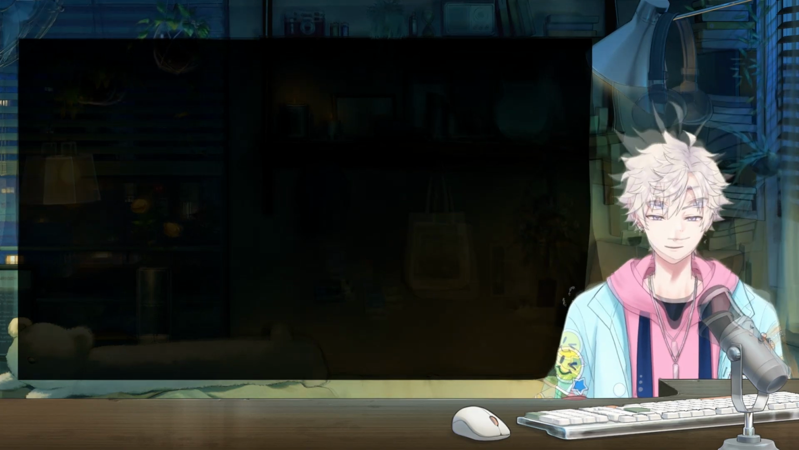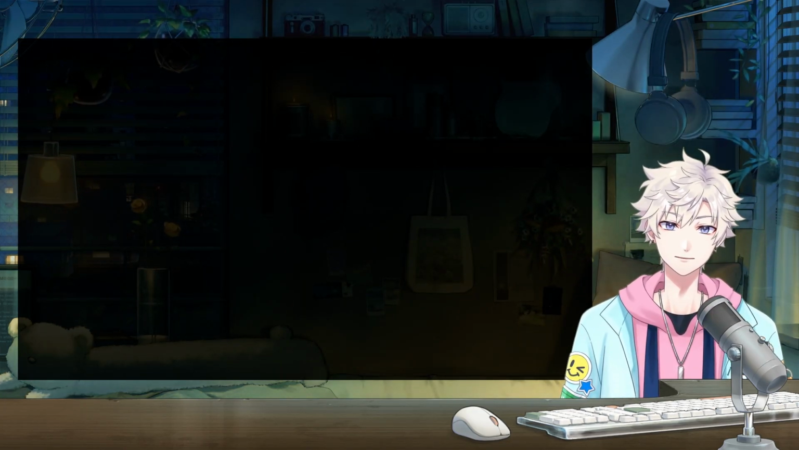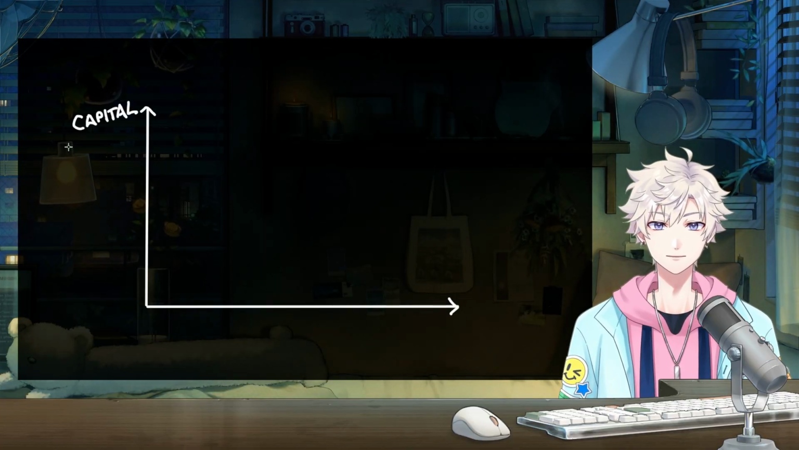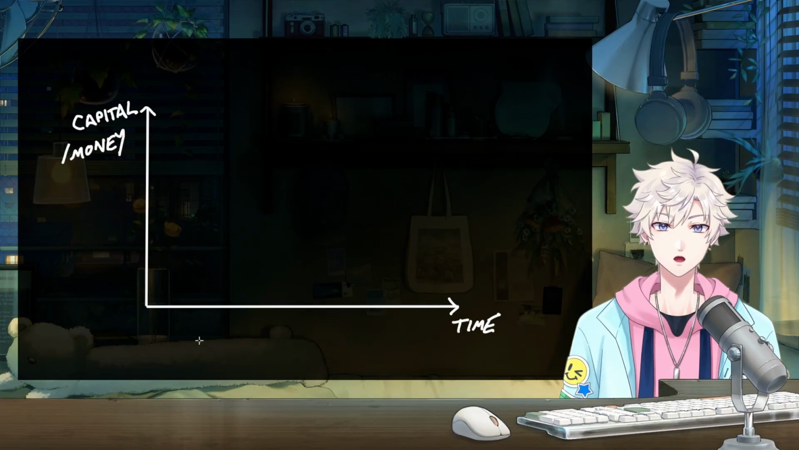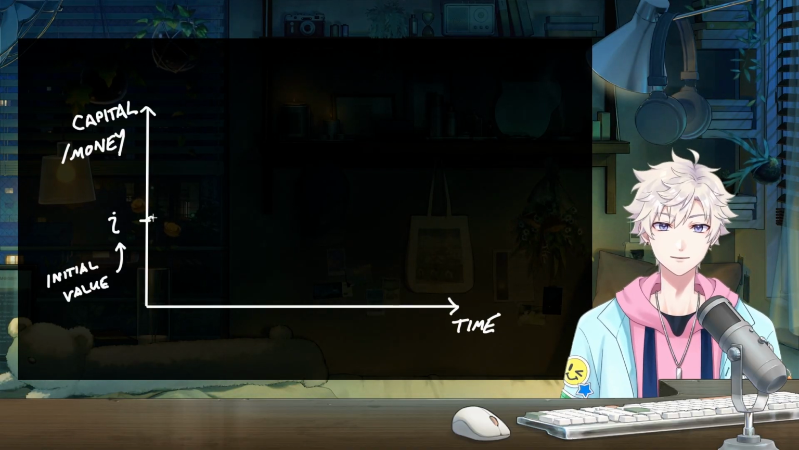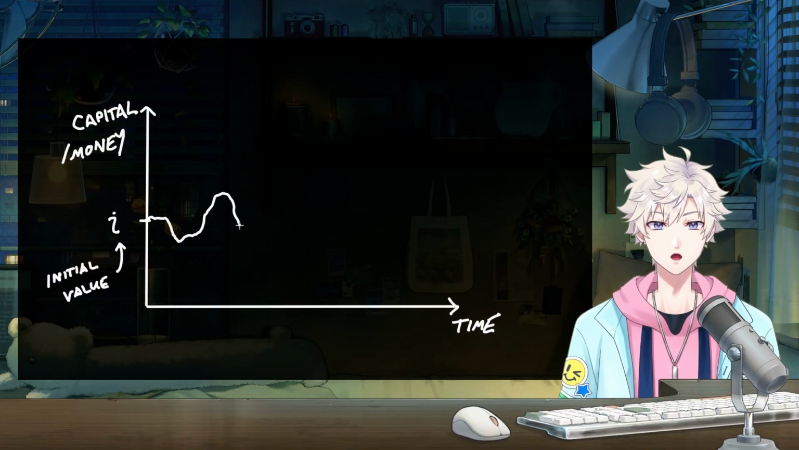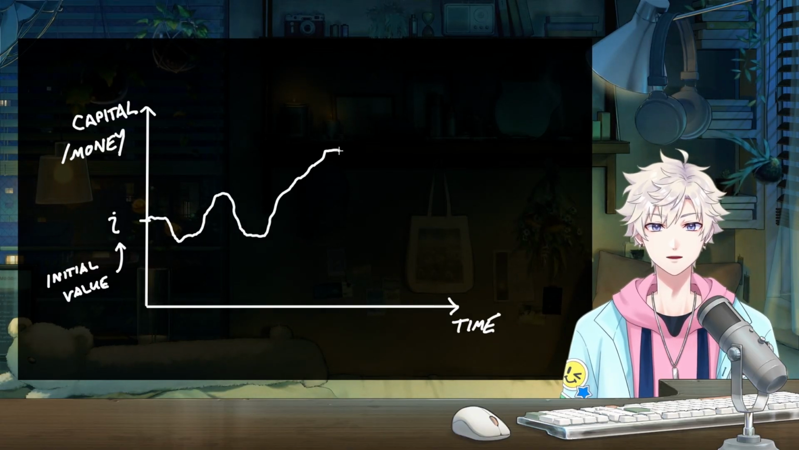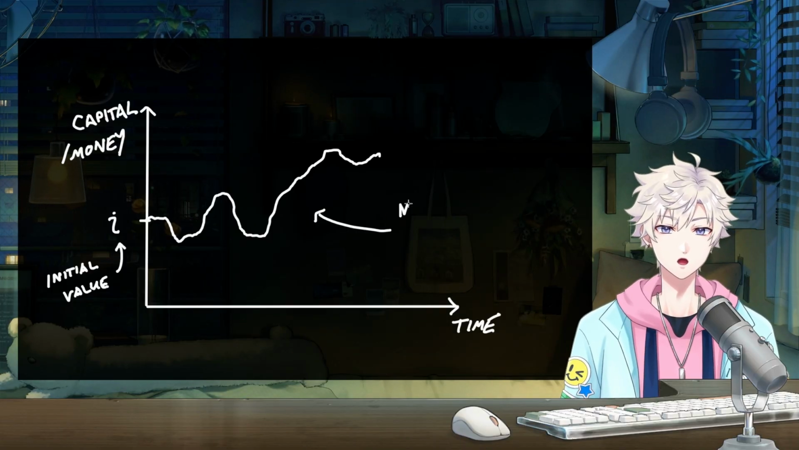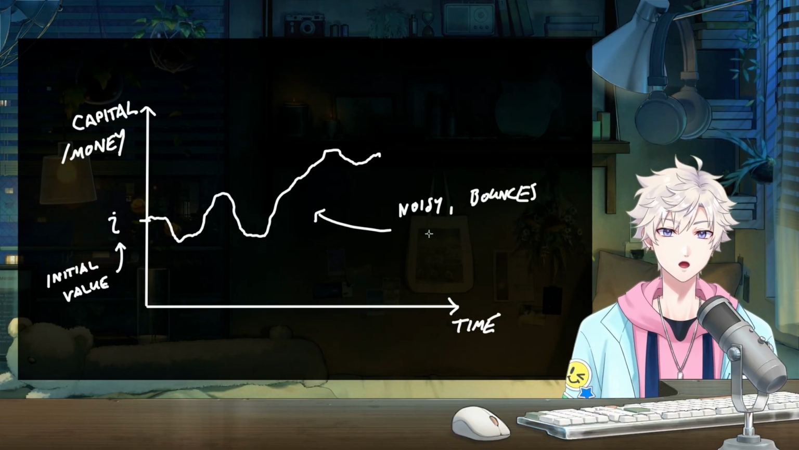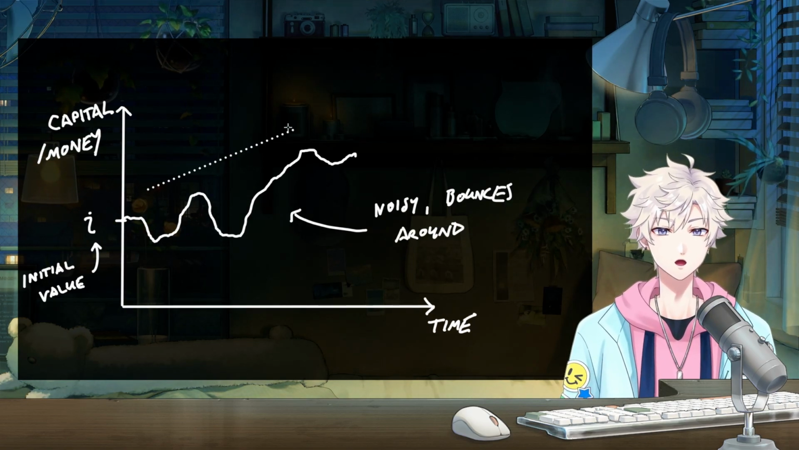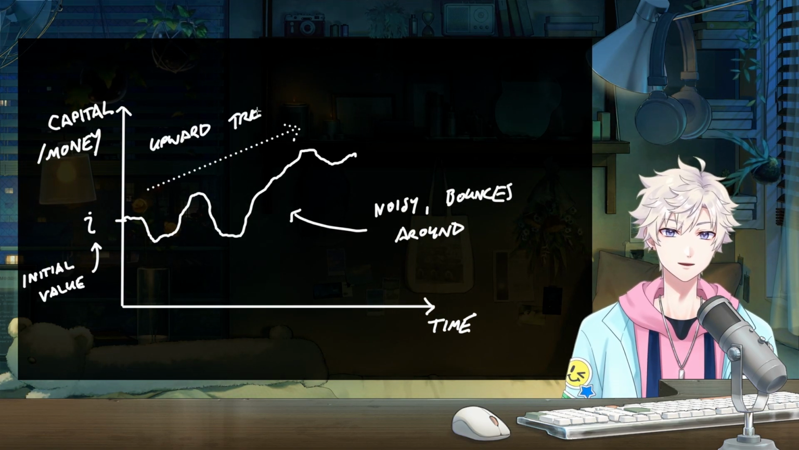So let's get started. All right, so let's say you have two axes. You've got your capital and money, and you also have your time. And basically you start at some initial value, let's call it I. And then, if you zoom out, if you look at how your capital grows or declines over time, this could be due to any number of factors. It could be due to investments increasing or decreasing in value. It could be because of spending habits. It could be because of salary. It could be any number of reasons that this line is going up and down, but it's basically a measure of how much money you have, right?